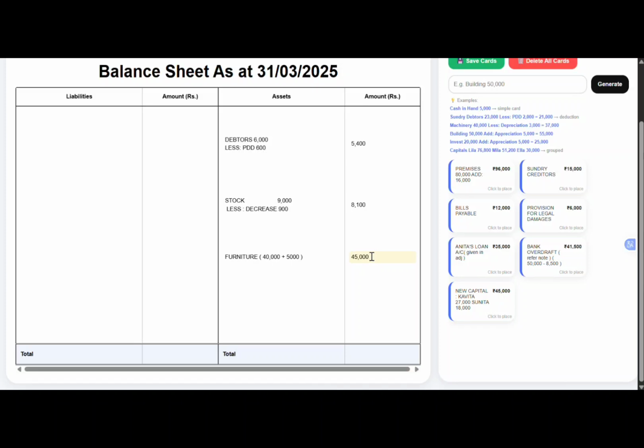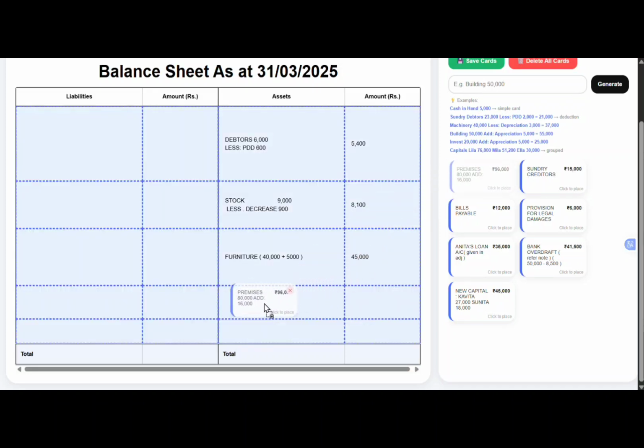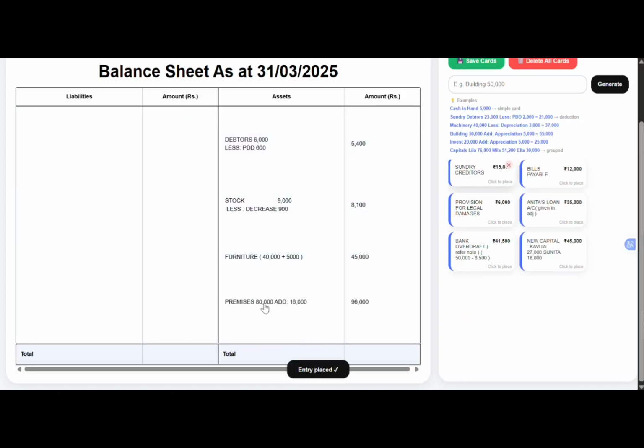Next we are going to take the premises. For premises, we again have appreciation, which has to be added. So we are going to write it here on the asset side. Premises 80,000, add the appreciation of the premises 16,000. Total amount will be 96,000 on the asset side of the balance sheet.